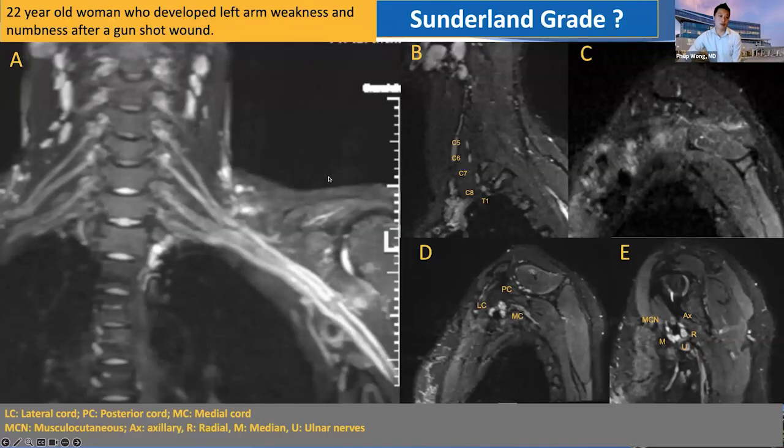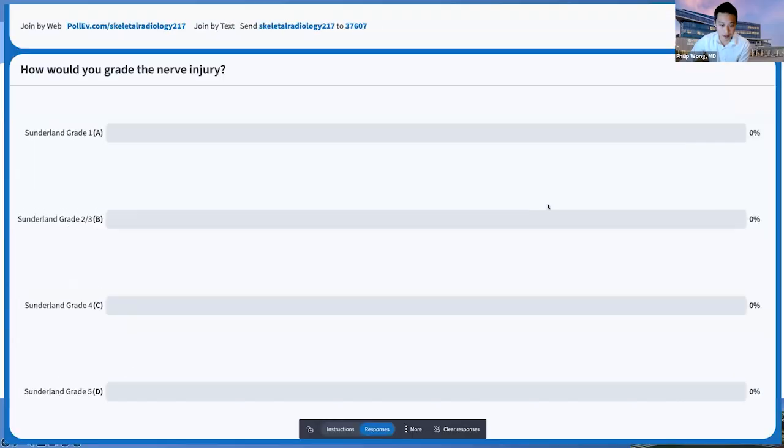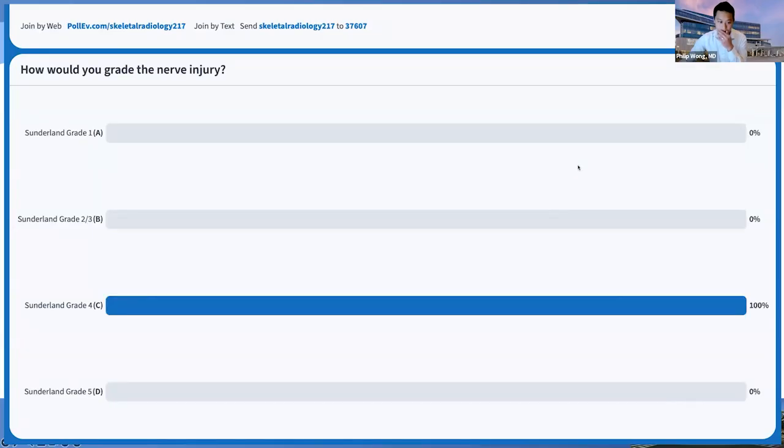So this is a patient who came in, a 22-year-old who developed left arm weakness and numbness after a gunshot wound. This is our coronal brachial plexus, a little bit MIPed up to really highlight the plexus. And then the sagittal STIR images here. I'll give you a little bit of a chance to look at the images. And what do you guys think about Sunderland grade for this one? We're getting a little bit of grade 4. So they're in grade 5.